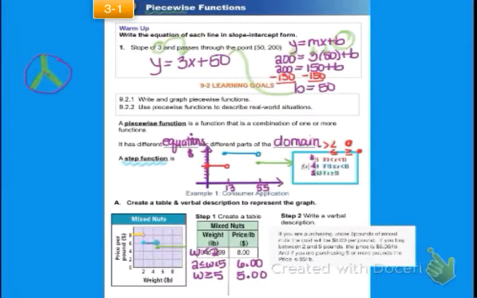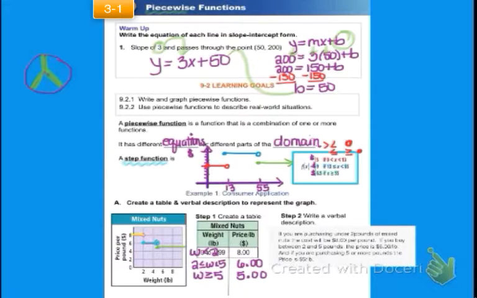So here's how I describe this verbally. I just sort of looked at the graph and described what I saw. And I said if you are purchasing under 2 pounds of mixed nuts, the cost will be $8 per pound. If you're buying between 2 and 5 pounds, the price is $6 a pound. And if you're purchasing 5 or more pounds, the price is only $5 per pound.